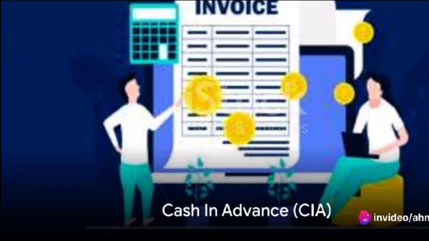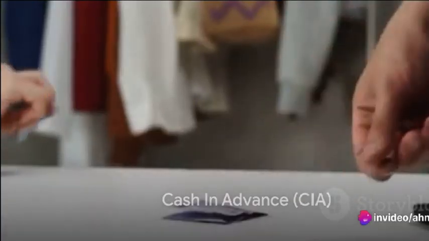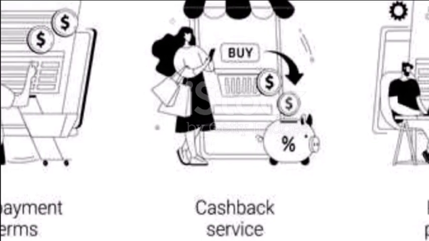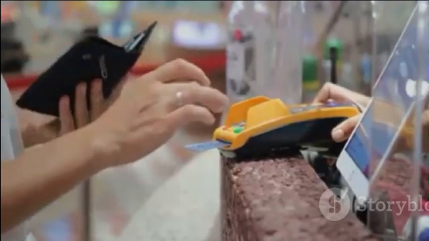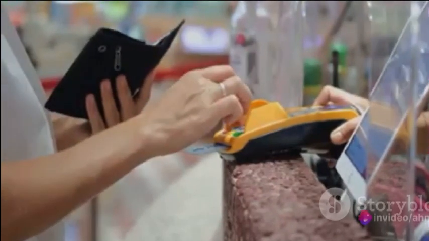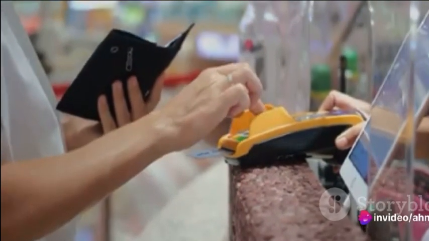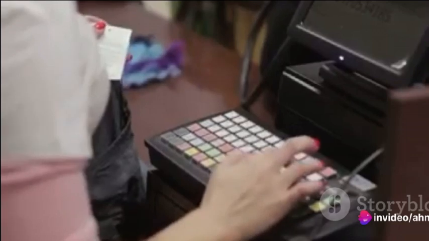Cash in advance, or CIA, is a method that involves the buyer paying the full invoice amount before the goods are shipped. While it's a safety net for sellers, it does place the buyer in a vulnerable position, as they're essentially paying for a product they have yet to receive. The advantage for the seller is clear: the guarantee of payment before the goods are dispatched.